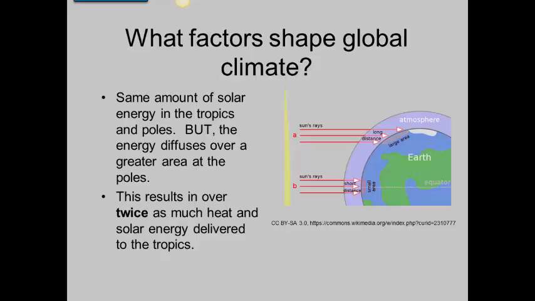So this not only means that there are big discrepancies in temperature, with generally warmer temperatures close to the equator, it also means that there's a huge difference in the amount of energy that plants can potentially take advantage of through the process of photosynthesis.